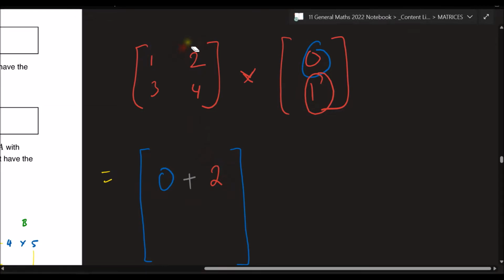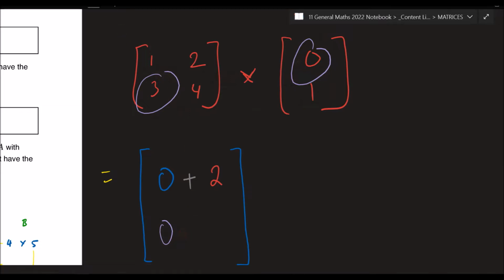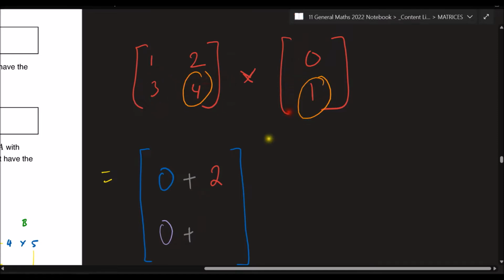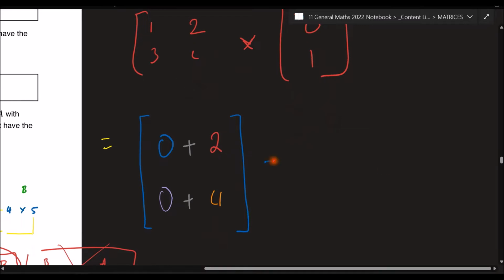Next one. Same principle. It's this row times this column. So it's going to be 3 times 0, which gives you 0, plus 4 times the 1, which is 4. When you evaluate all of that and put it all together, 0 plus 2 gives you 2, 4 plus 0 gives you 4.